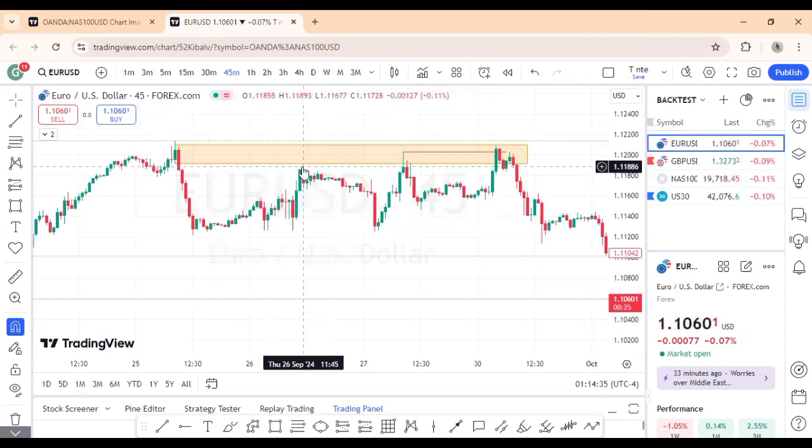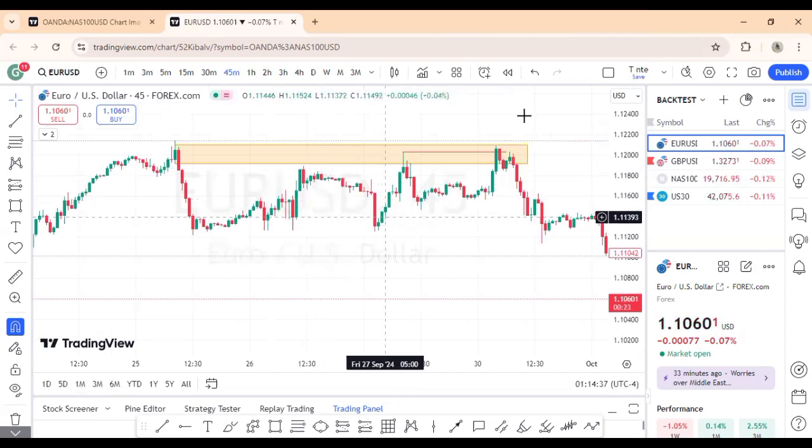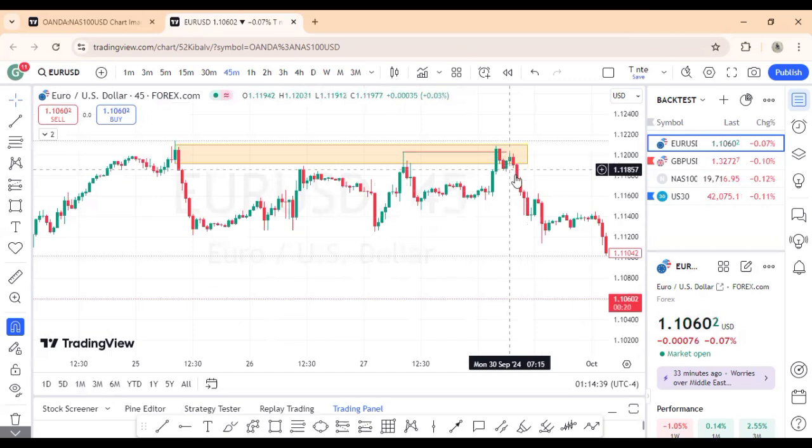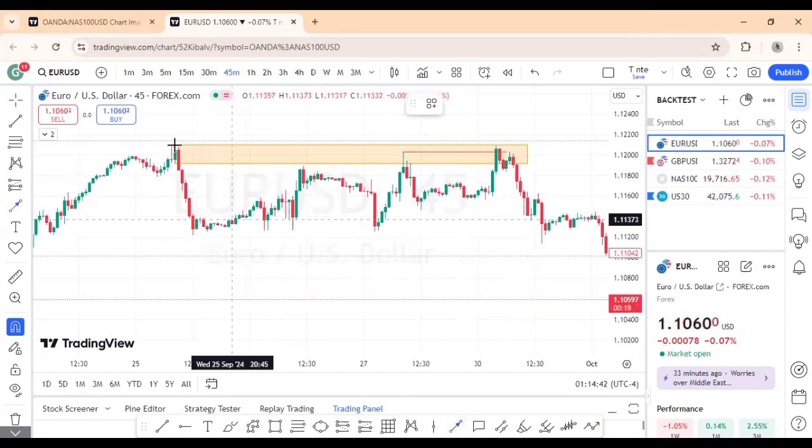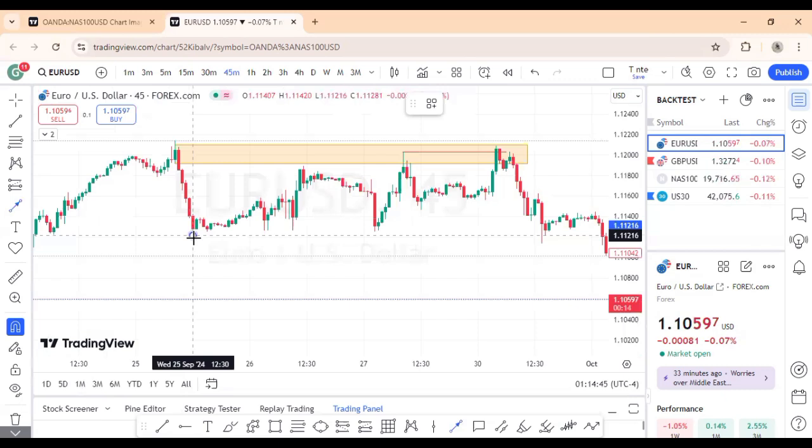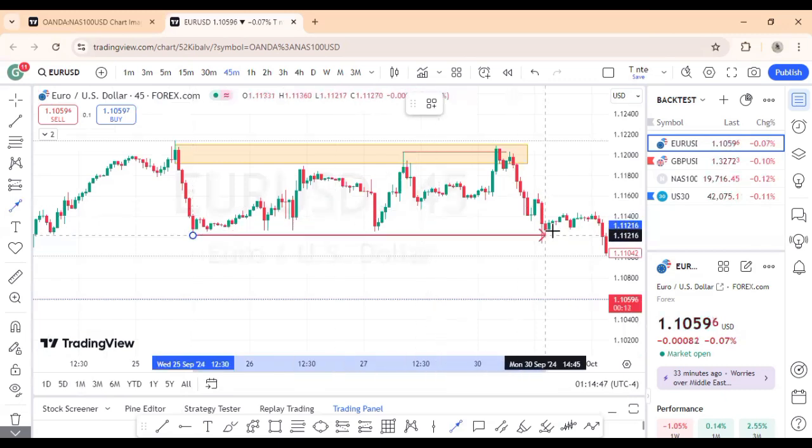Now what happened next? See price creates an inducement here. Don't worry, I'll teach you about all that. So what happened next? You can see how price closed. And where is the low we're looking at? This is the low. So this is the low we're looking at. You can see how price closed below it.